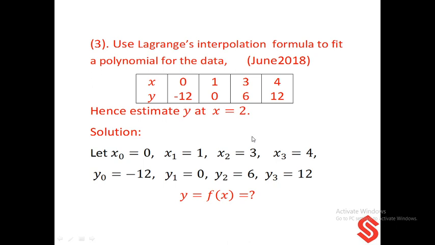So here first let us obtain the interpolating polynomial keeping x as it is, and after that we substitute x is equal to 2 to get y at x is equal to 2. So first you write the given data. x0 is equal to 0, x1 is equal to 1, x2 is equal to 3, x3 is equal to 4, y0 is minus 12, y1 is 0, y2 is 6, y3 is 12. So we need to find the interpolating polynomial, that is y is equal to f of x.